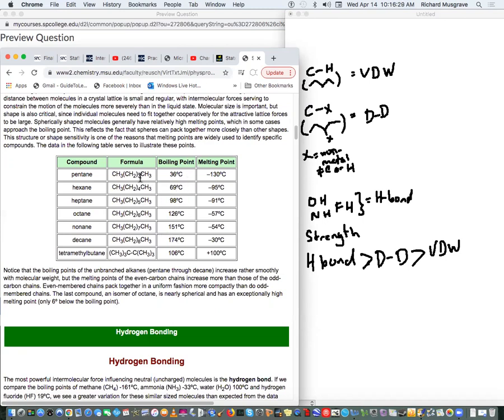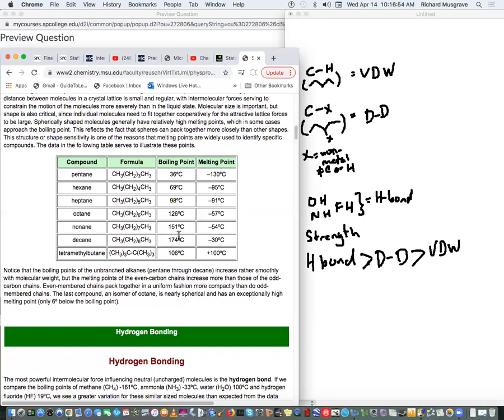So what you're looking at here are these numbers in the middle. So you've got CH3 on each end and then 3 CH2s in between, then 4, then 5, then 6, then 7, then 8. So as you can see, we increase the chain length, and what happens to the boiling points? They go up too. Anybody have any questions so far?